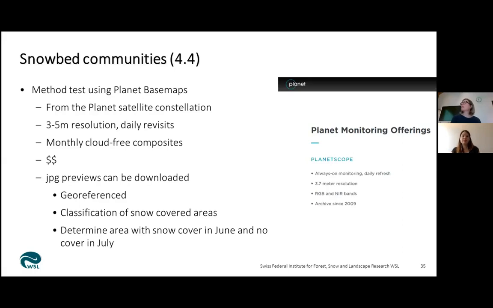The Planet satellite constellation is 3 to 5 meter resolution imagery, and it has potentially daily revisits, so that could give us a lot of potential to find the places that have snow cover in June and not in July. And they do offer monthly cloud-free composites, but it's quite pricey. So we first did a test pilot to see how well we could map these by downloading the JPEG previews, georeferencing them, and then classifying those into snow-covered areas. And then we could determine the areas that had snow cover in June and none in July.